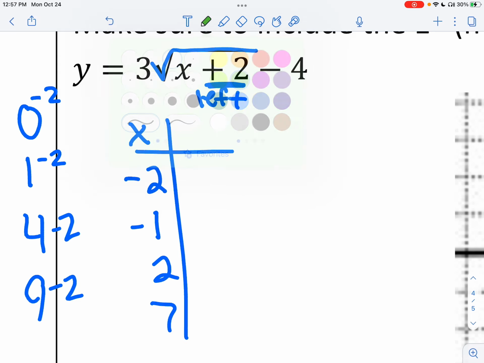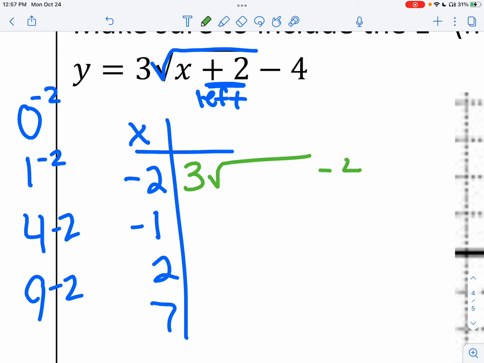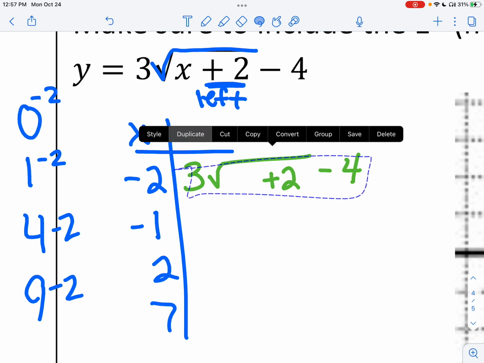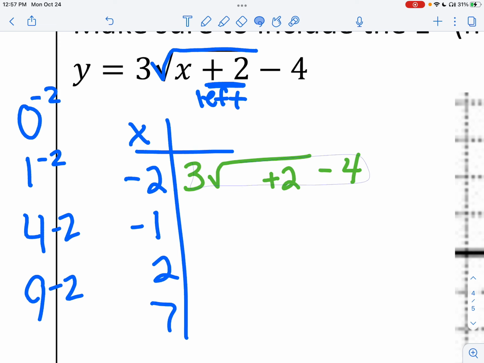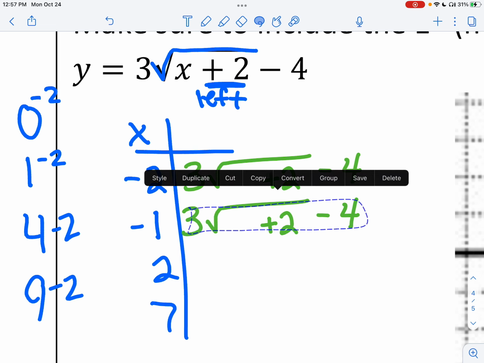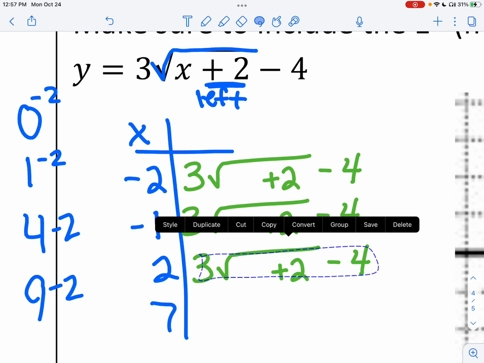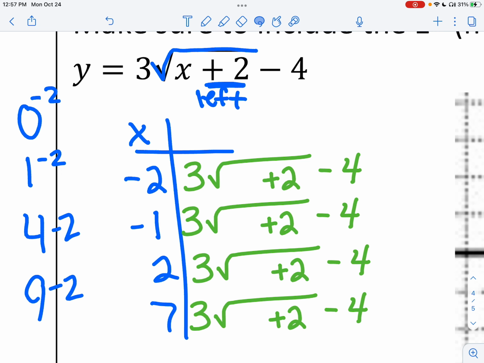And then I should be able to complete these in my head. If not, that's why we have a calculator. Let me do a quick duplicate of all of those a few times. Whoopsie. I didn't mean to grab all of that. There we go. Okay. So what I'm going to do is I'm going to put in those x values. What do I have? I have an x value of -2, -1, 2, and 7.